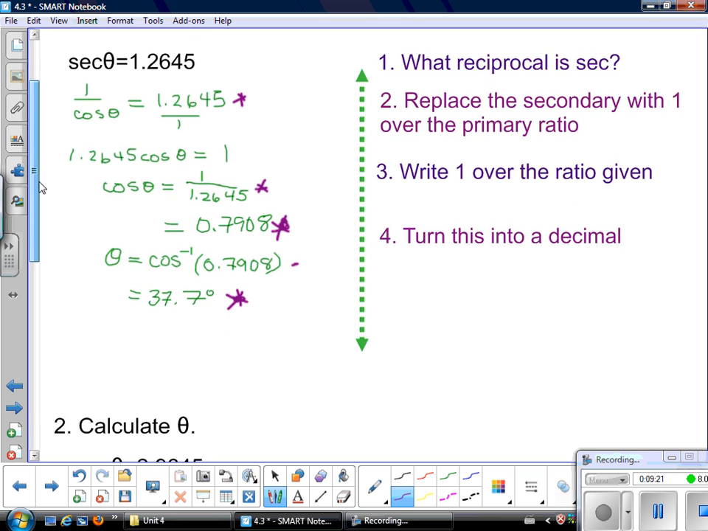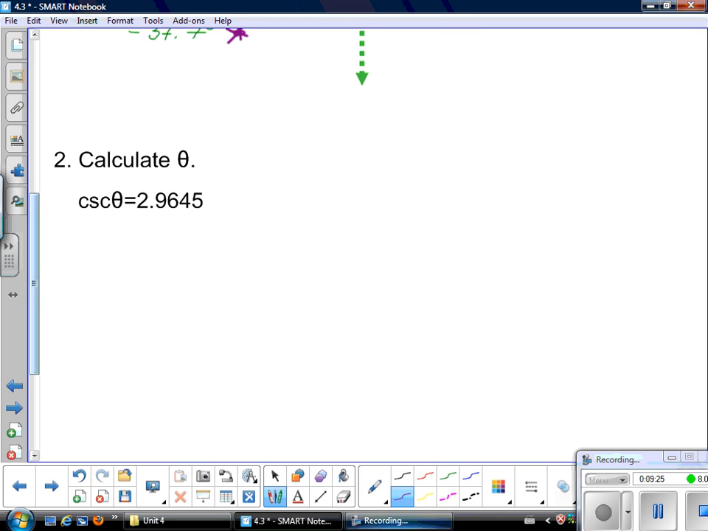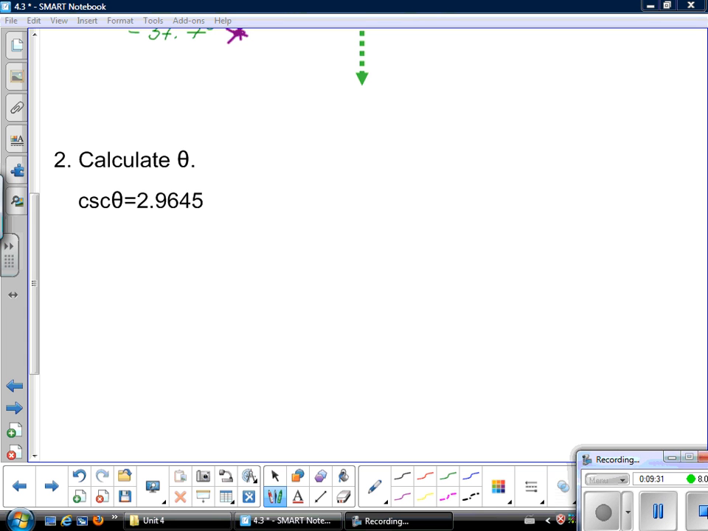Okay, so let's move on to the next one. We're going to follow the same steps, just do it a little bit faster. I think I'll stay with the purple because I like purple too. I think I like every color. So cosecant theta. Okay, so what is its reciprocal? Well, remember, that's the S being squashed in between the two C's, so that is the same as sine. So this is the same as 1 over sine of theta is equal to this.